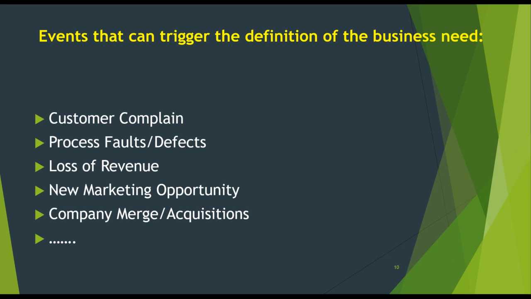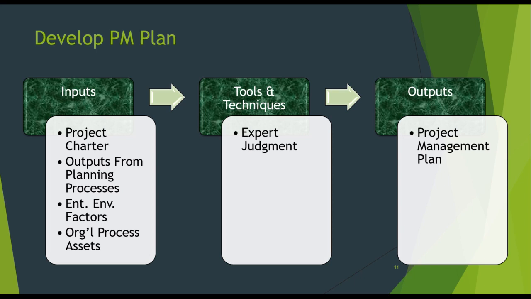So when we are thinking about a business strategy, a business need, or a change in the strategic plan, it may be because the customer made some complaints about our goods or products, or the given process, or a product fault or defect, or because we lose revenue, or there is a new marketing opportunity, or the company is planning a merger or acquisition with other companies, etc. So, developing a project management plan.